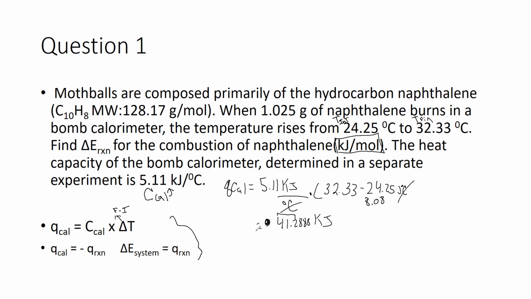So that's our QCal. And all of that heat came from blowing up naphthalene. So Q reaction, our explosion, is just negative. And here's a little tip for everybody, as a way to check yourself. When you're exploding something, that generally releases heat. I would hope so. I've never heard of a bomb that makes everything colder around it. So since you're releasing heat, heat should be negative for explosions. So heat is negative 41.288 kilojoules.